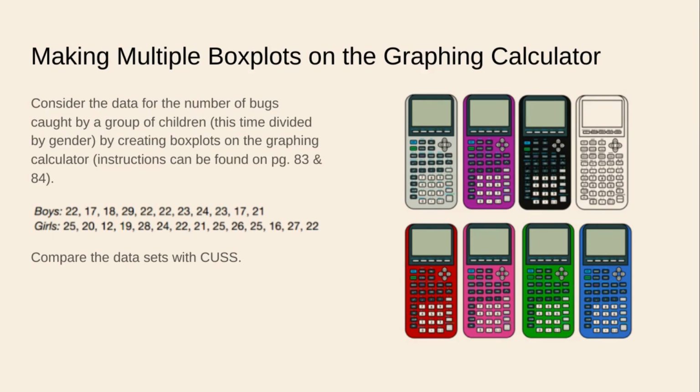Now we're going to be making some box plots on the calculator so we can compare data efficiently. We're going to consider the data for the number of bugs caught by the group of children, and now we've divided it up by your boys and your girls by creating box plots on the graphing calculator. If you want to look in the book, instructions can be found on page 83 and 84. We're going to compare these data sets with CUS, but first we're going to graph them both in the calculator. See you at the calculator.